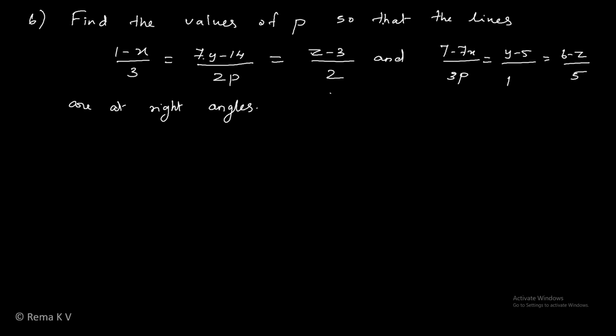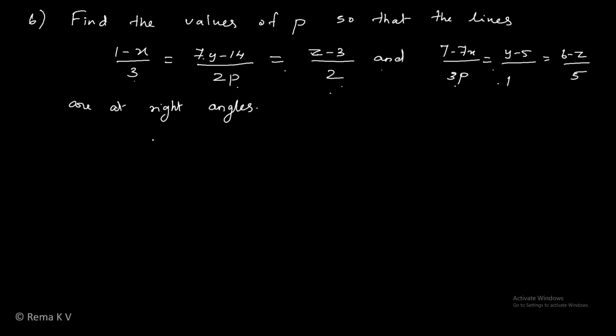Find the values of p so that the lines (1 minus x)/3 equals (7y minus 14)/(2p) equals (z minus 3)/2 and (7 minus 7x)/(3p) equals (y minus 5)/1 equals (6 minus z)/5 are at right angles. That means these two lines are perpendicular. If these two lines are perpendicular, find the value of p.